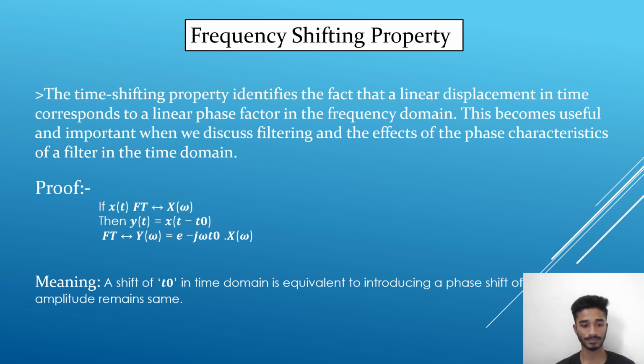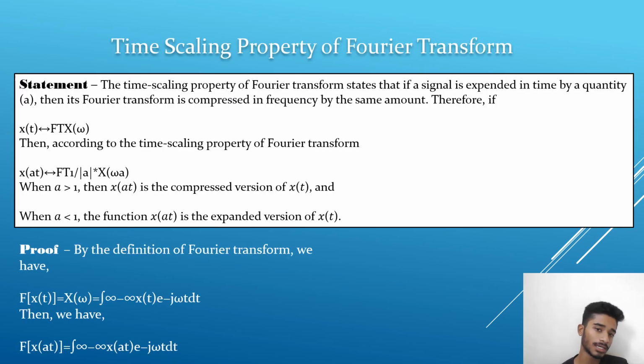Moving on to our next slide. So guys, our next property is the time scaling property of Fourier transform. Let me read out the statement to you. The time scaling property of Fourier transform states that if a signal is expanded in time by a quantity a, then its Fourier transform is compressed in frequency by the same amount. Therefore, if the Fourier transform of x of t is X of omega, then according to the time scaling property, x of at gives the Fourier transform 1 by mod of a into X of omega by a.